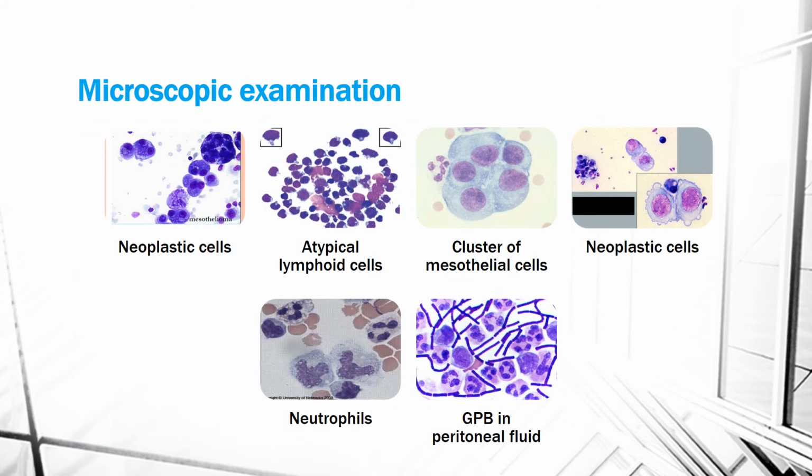Again, the cells that you're going to be looking at are the same cells as anywhere else you would look in hematology or anything like that. They're just found in a fluid. The neoplastic cells that you might find in a pleural fluid, you might also find in a peritoneal fluid. Okay. For atypical lymphoid cells, these are reactive, right?